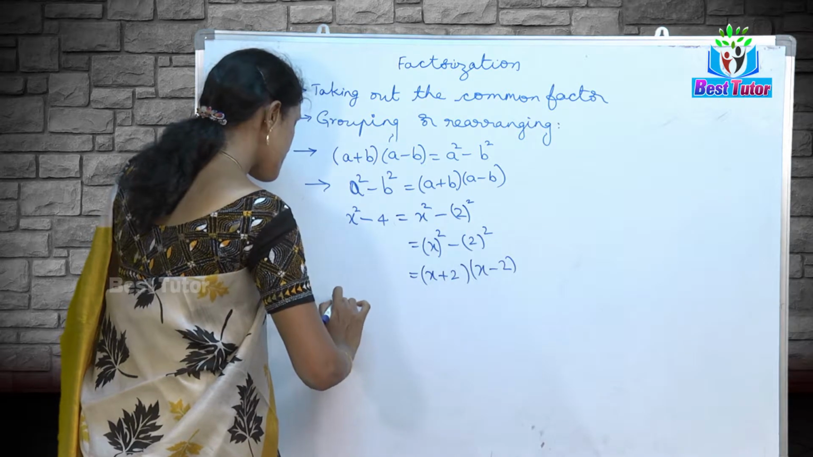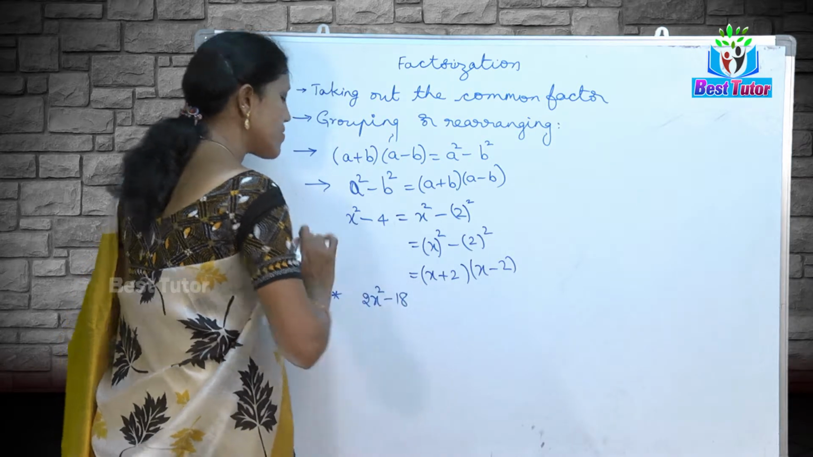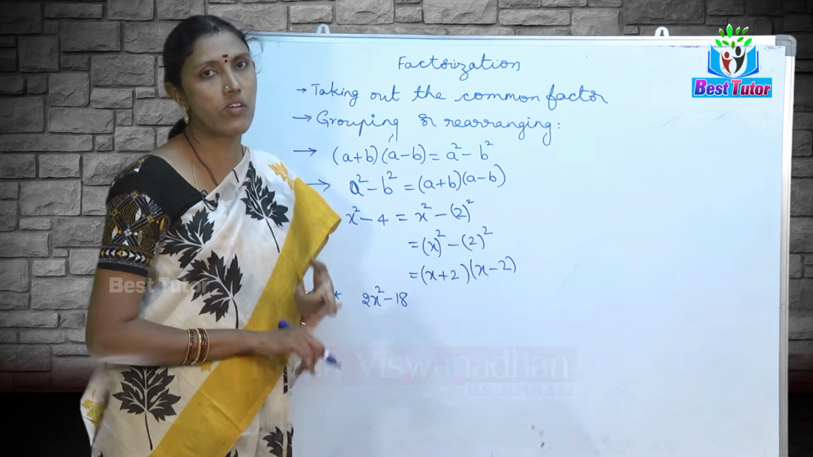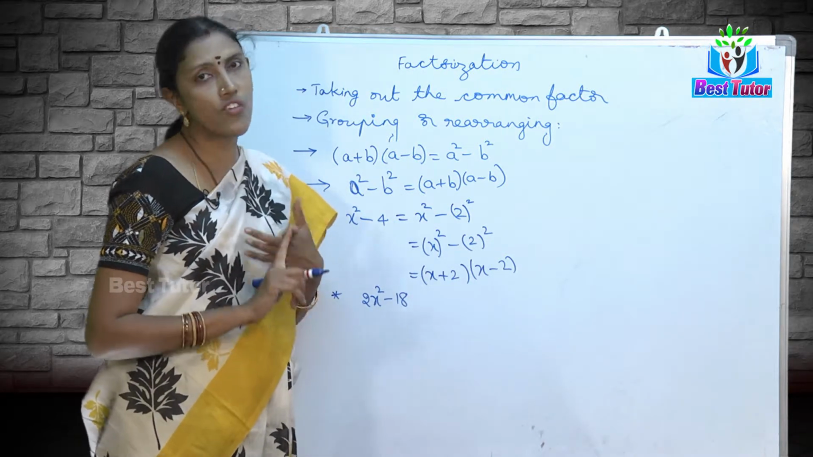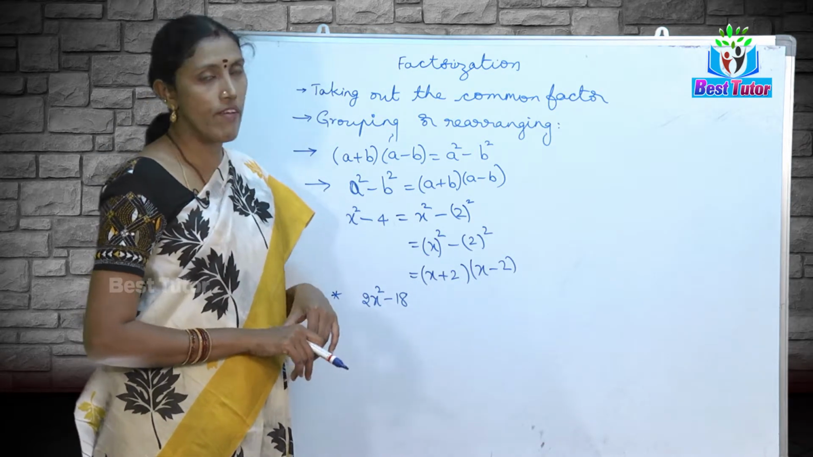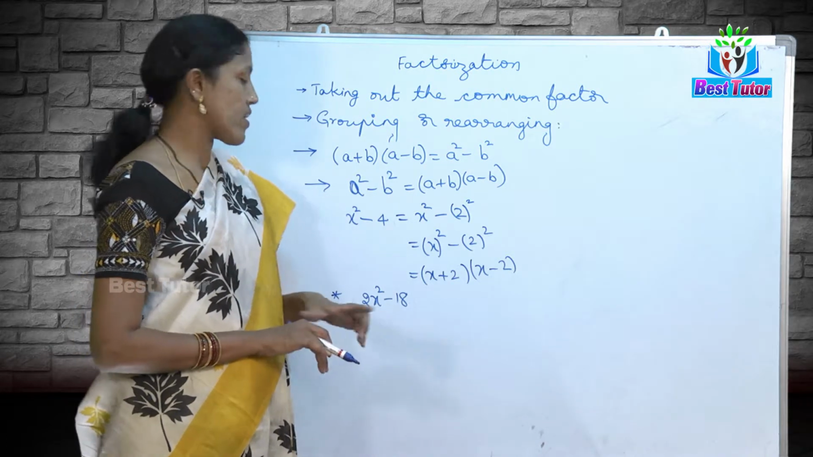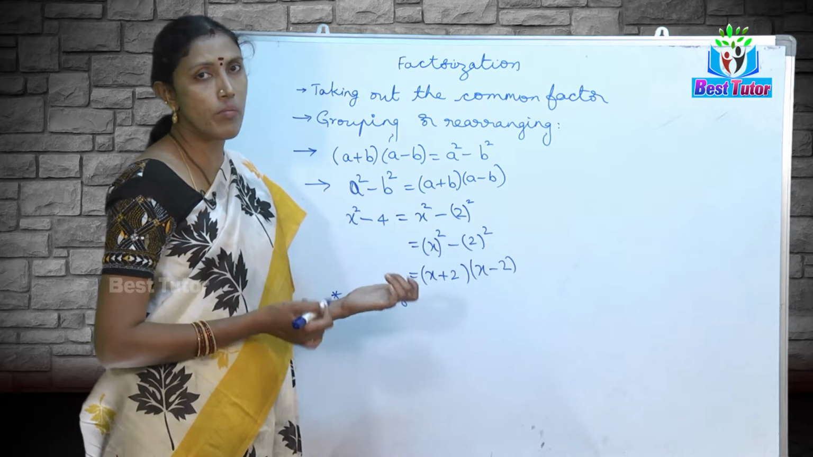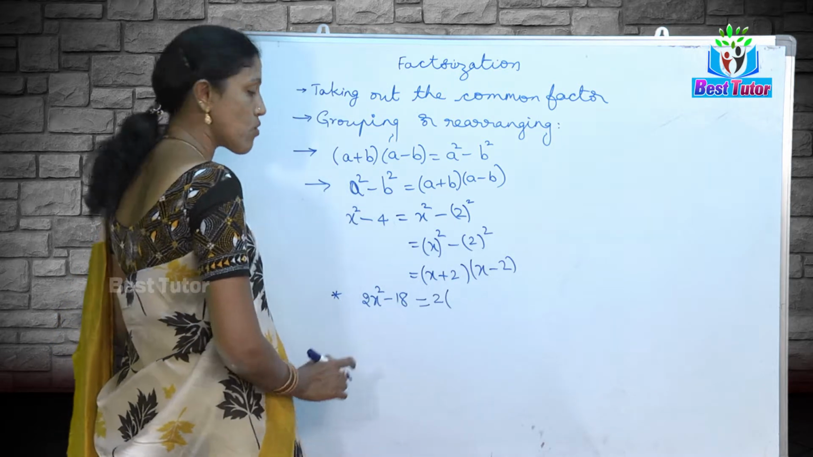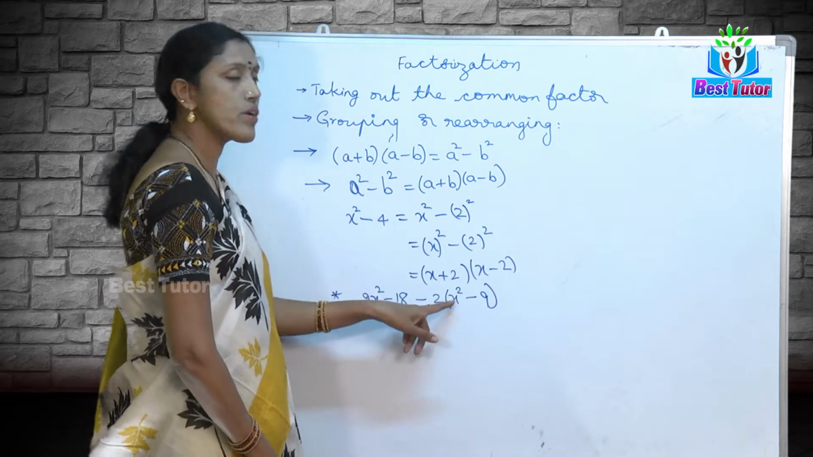For example, we have 2x square minus 18. Firstly, we have to remember all the procedures and try one after the other. It's going to be called a trial and error method. We have to try the first procedure. What is the first procedure? Taking out a common factor. Is there any common factor for 2x square as well as 18? Yes, 2 is a common factor. Reason is 18 is an even number, so 2 is going to be its factor. So if I take out 2 as a common factor, I will be left with x square minus 9. Isn't it? So it's going to be 2 into x square minus 9.